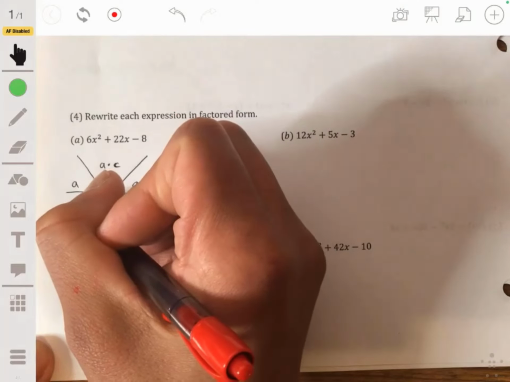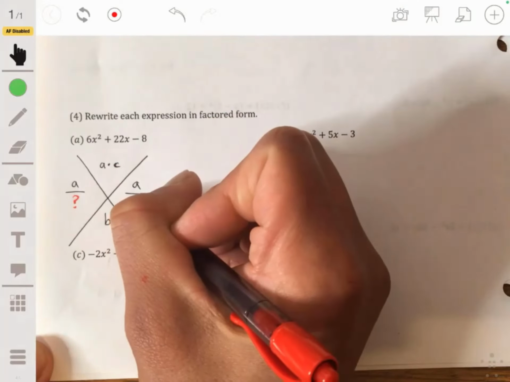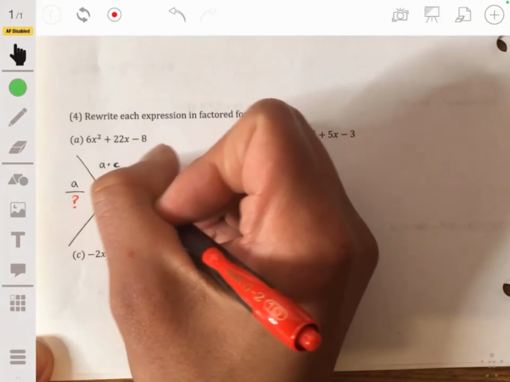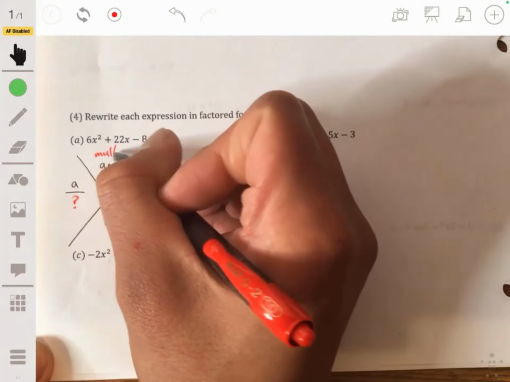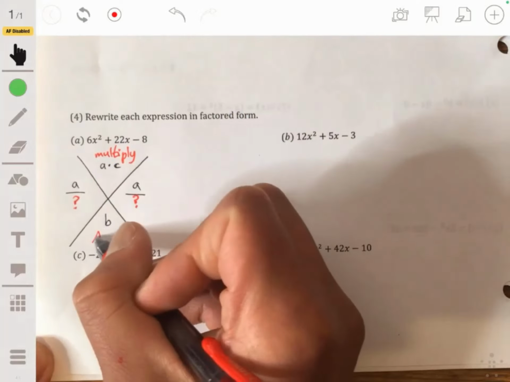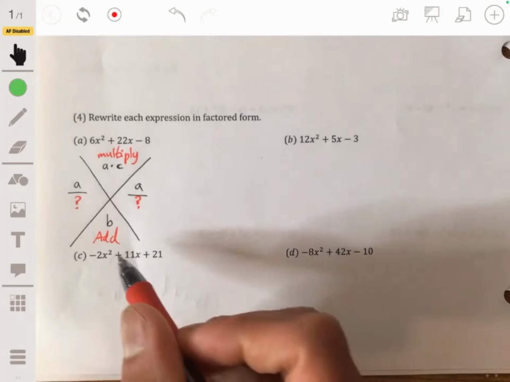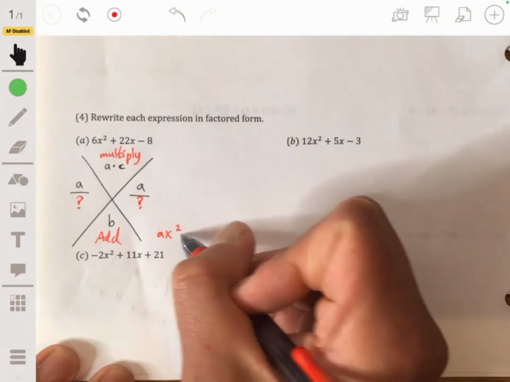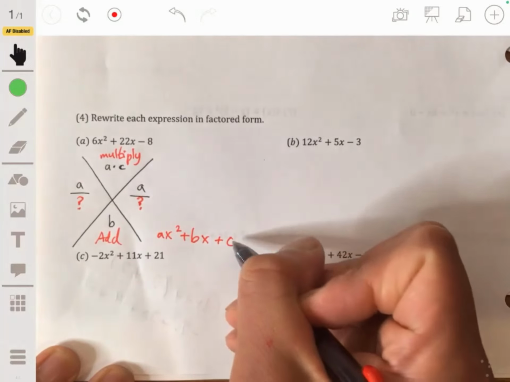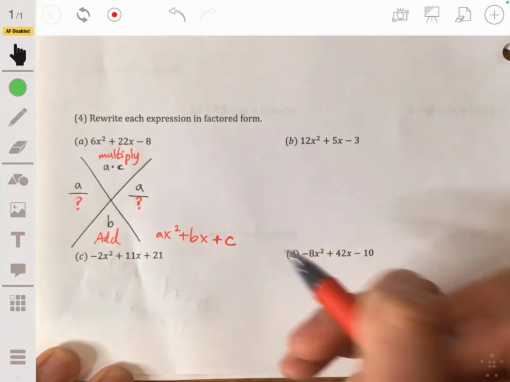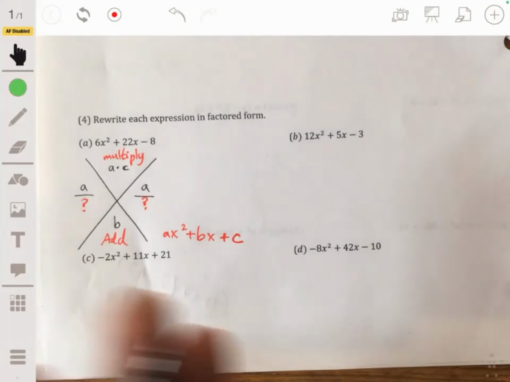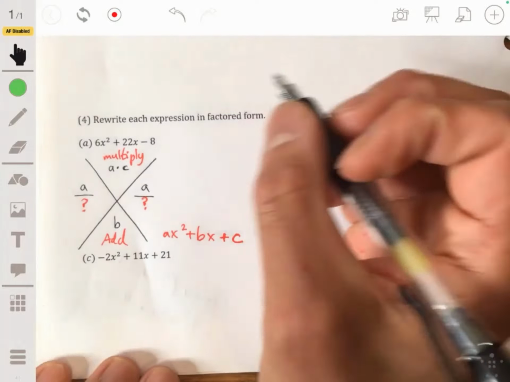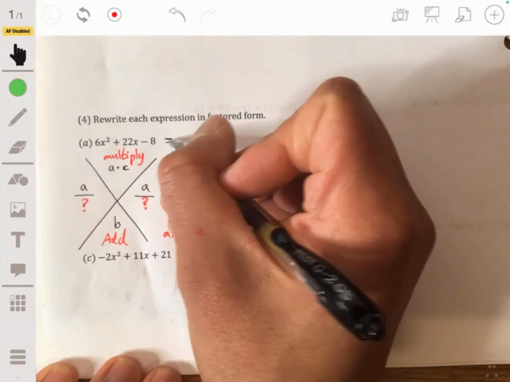And then underneath these A's, these fractions, as you're going to see, we look for two numbers that are going to multiply to equal A times C and add to be B. And this of course is when you have the form AX squared plus BX plus C. That's the general idea. There's a couple tips I'll show you with these examples, but that's the big idea. So let's look at the first problem.